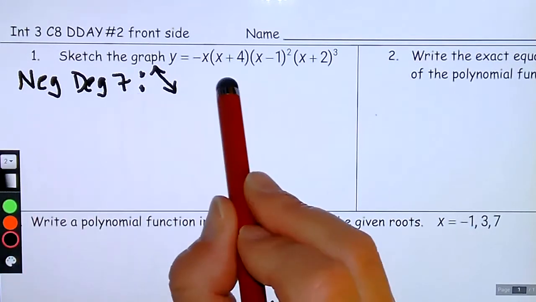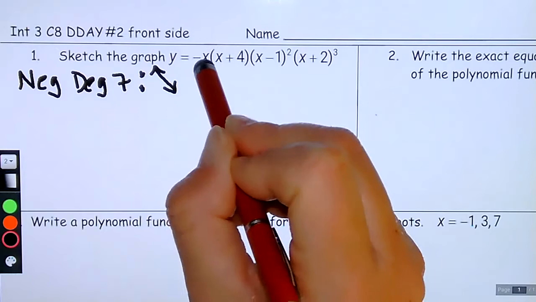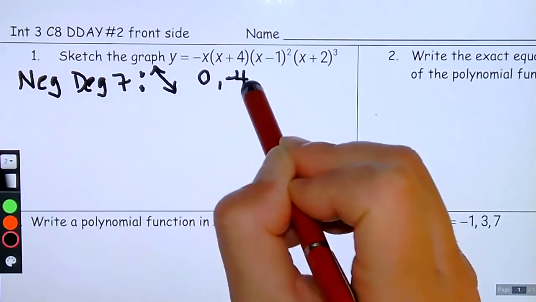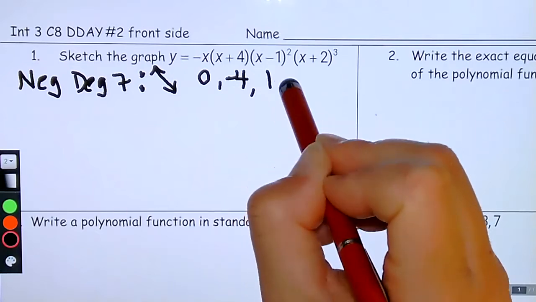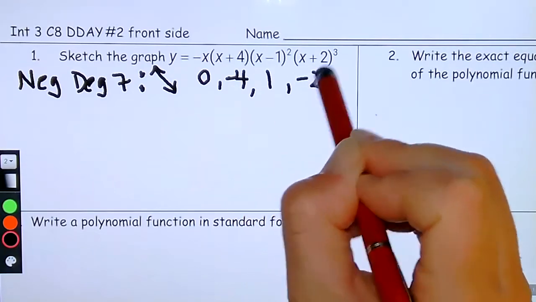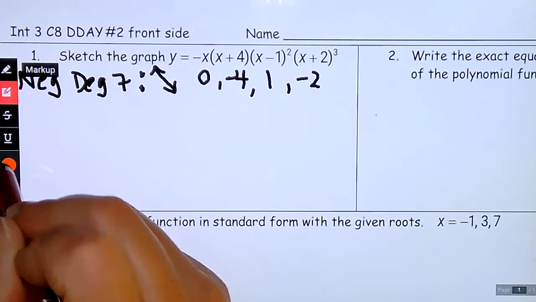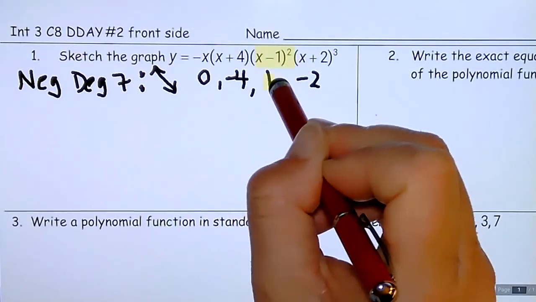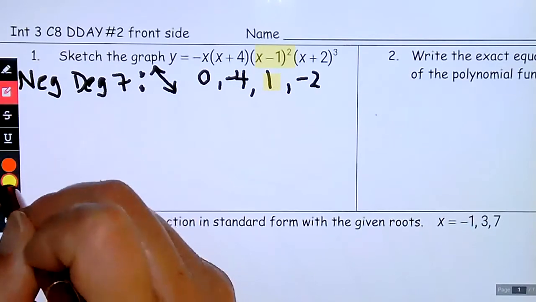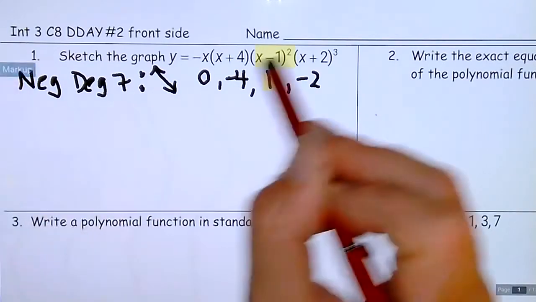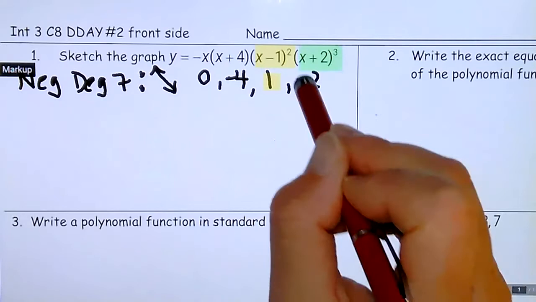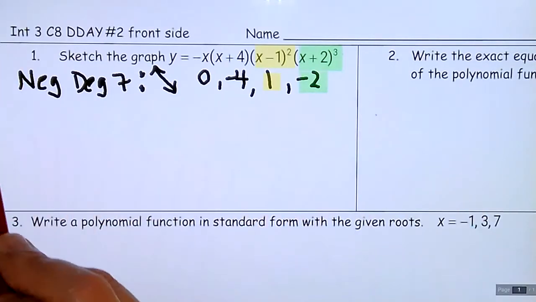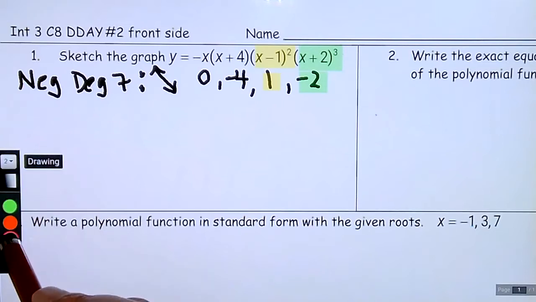And then looking at this, I have a 0, I have a negative 4, I have a 1, which is a double, and I have a negative 2, which is a triple. So this right here is going to be a double, and this one here, because of the 3, is going to be a triple. So I need to be concerned about that when I'm drawing it.